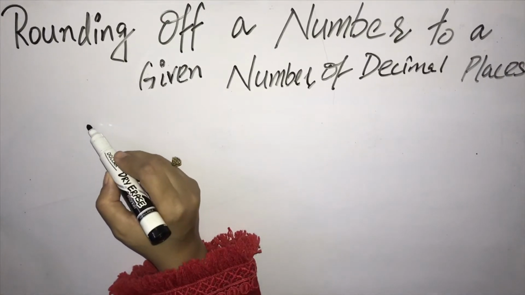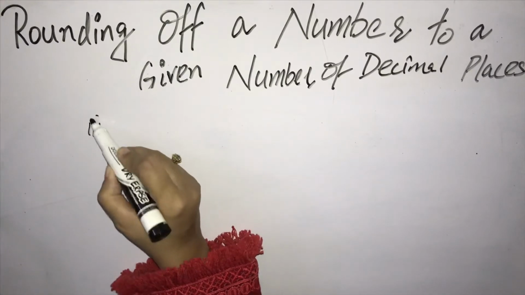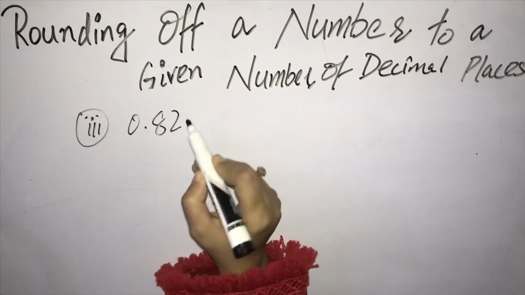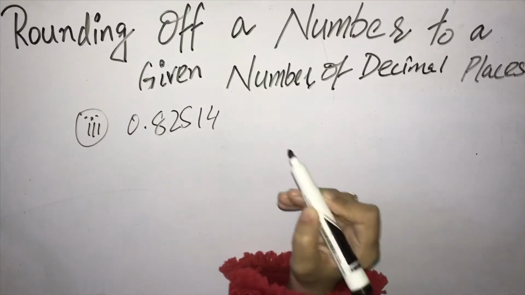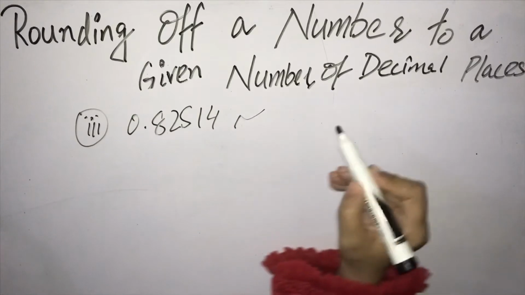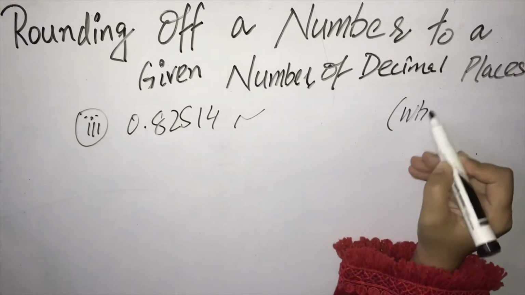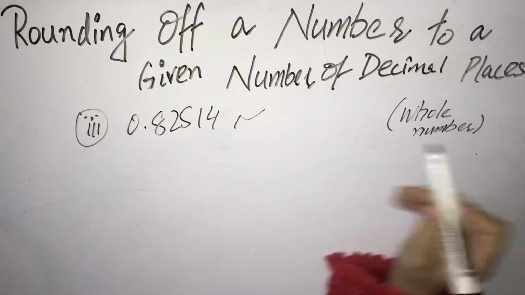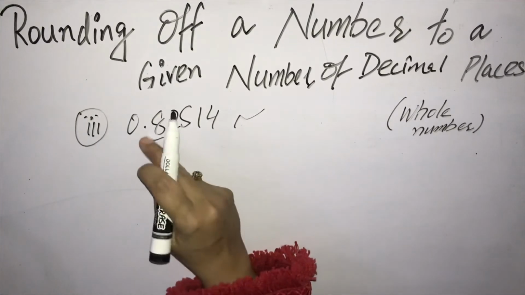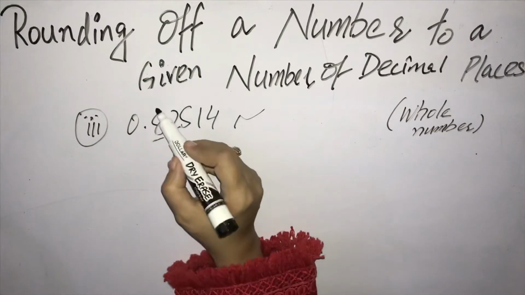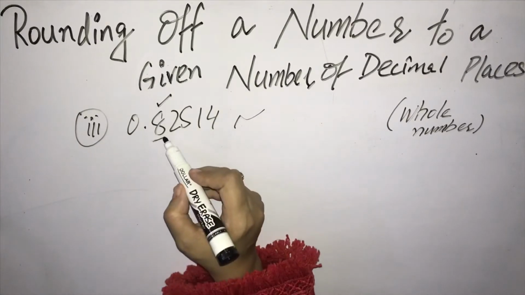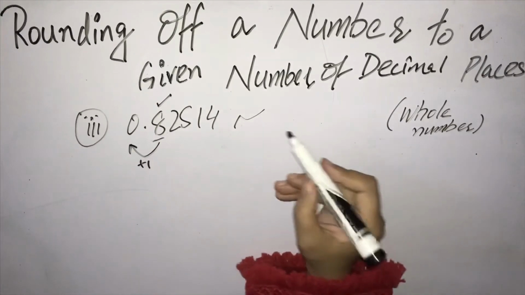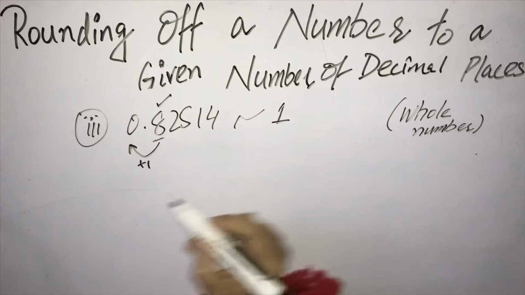Similarly, if I have 0.82514, I have to convert it into a whole number. If I have to convert it into a whole number, what I will do, I will check the first number after decimal. You can see that first number after decimal is more than 5. It will give 1 to 0, and our whole number will be 1.